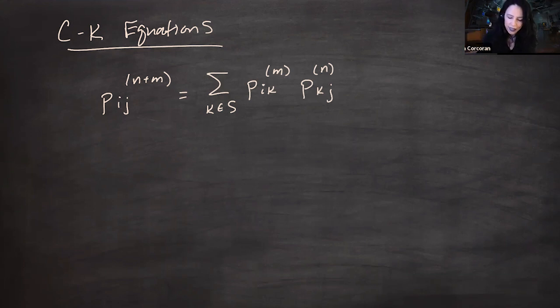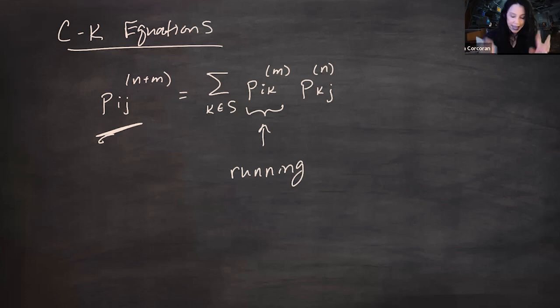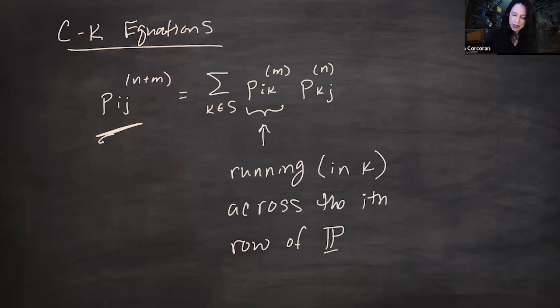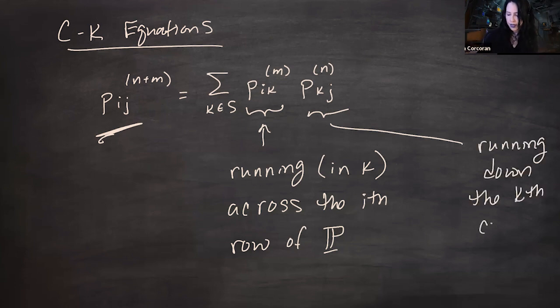And check this out. I and j are fixed here, we want to find the n plus m step transition probability from i to j, and the k is moving. So this first P_ik is running in k across the ith row of the transition matrix. And this one, for a fixed j, is running down the kth column. And that is matrix multiplication.